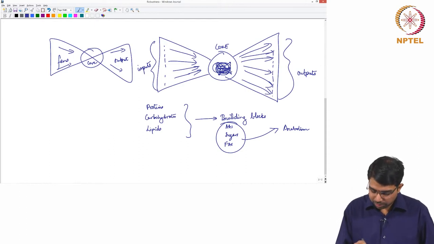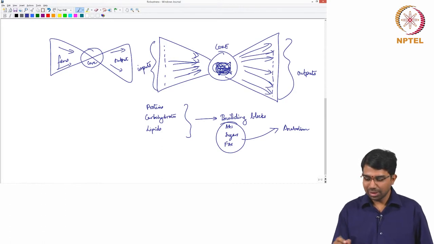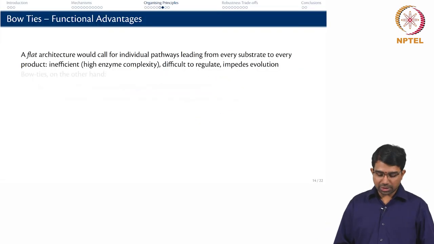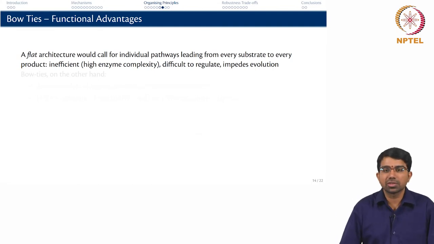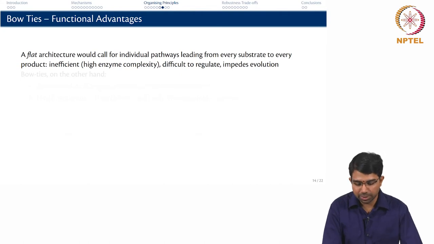But it is very easy to adapt. Here you can easily replace some of these pathways by some other pathways, and again here as well. The only irreplaceable part is at the core. So, overall you have much more evolvability and robustness as a result of this. So, what are the functional advantages? If you had a flat architecture, you would have to have individual pathways from every substrate to every product. It's going to be inefficient, very difficult to regulate, and utterly unevolvable.